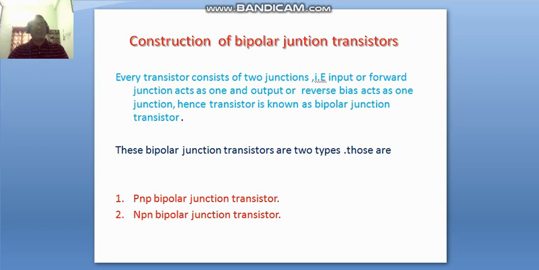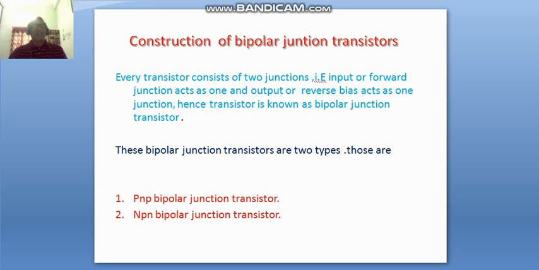Suppose you take emitter, base, collector. Emitter base is acting as one junction and base collector is acting as one junction. That means every transistor consists of two junctions. The input or forward junction acts as one diode, and the output or reverse bias junction acts as another diode. Hence, the transistor is known as a bipolar junction transistor.